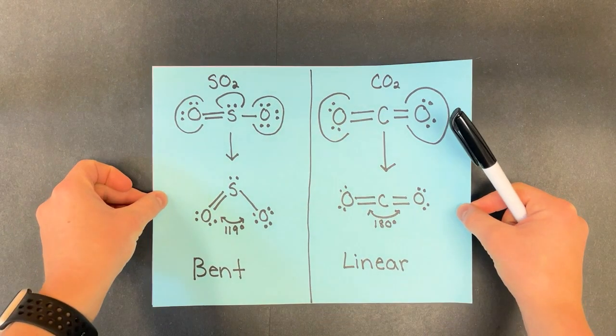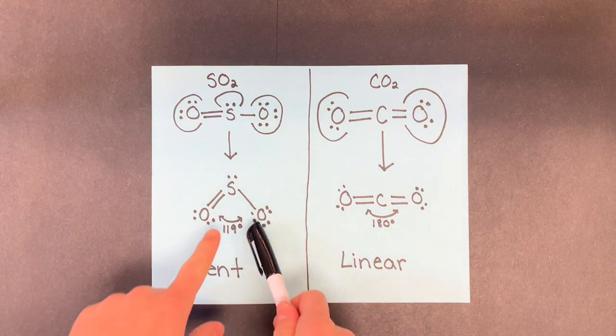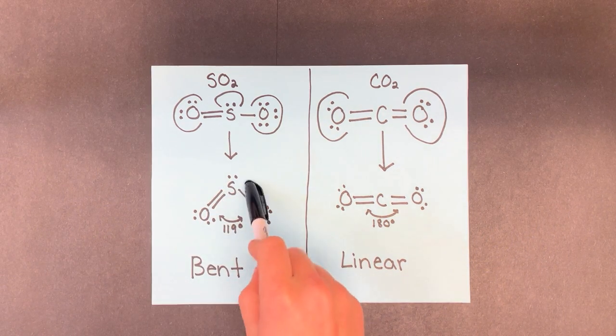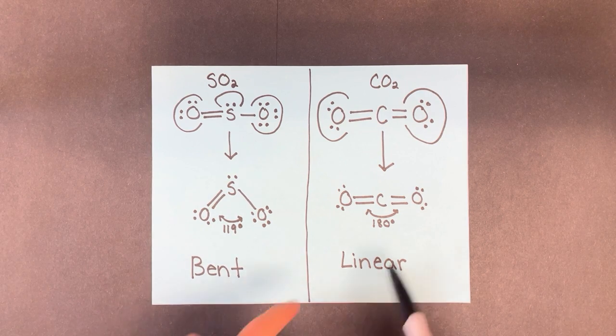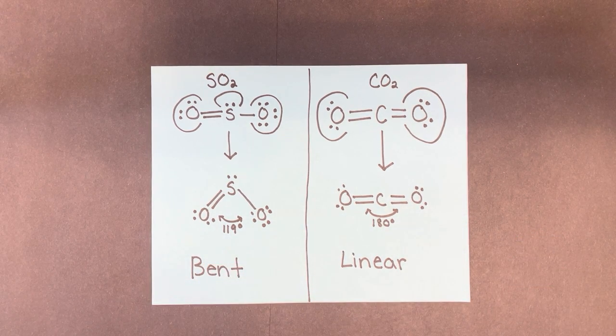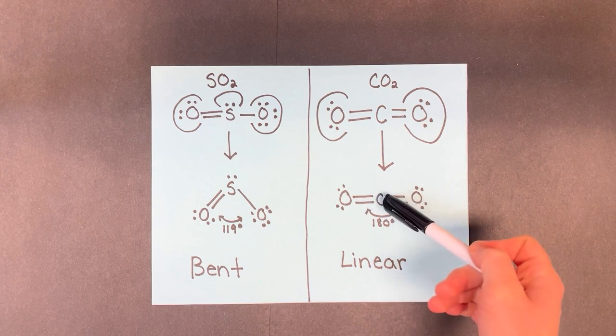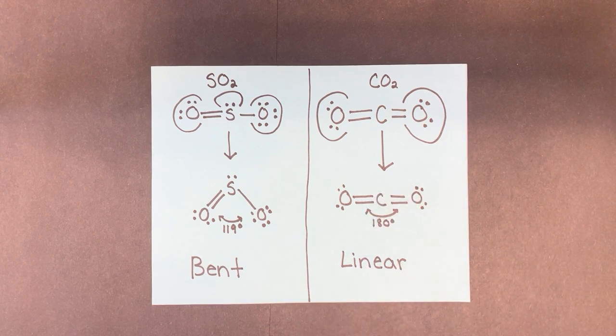As you can see in the example on the left, there's a lone pair on the central atom, causing the other 2 atoms to be pushed away from the lone pair and towards each other, causing it to be bent. The example on the right does not have a lone pair on the central atom, and it is linear.